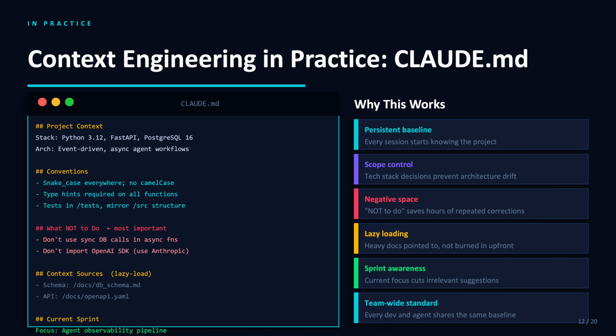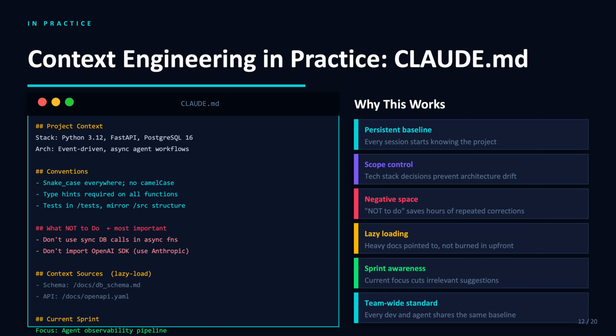Let me bring this to something concrete you can implement this afternoon. The terminal window on the left is a minimal CLAUDE.md file. This is the most practical context engineering tool available right now, and it's criminally underused in most teams. Walk through what's in it. Project context first. Your stack, your architecture pattern. Python 3.12, FastAPI, PostgreSQL, event-driven architecture. Just the facts the agent needs to know about the environment.